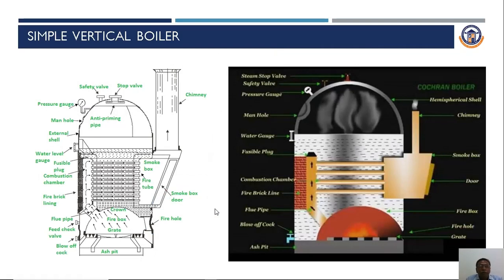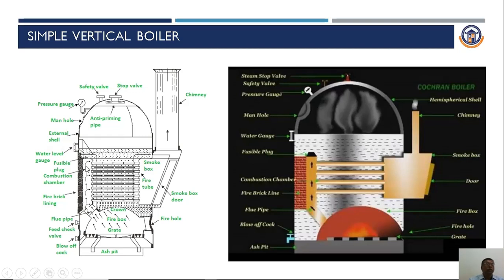Then the simple vertical boiler. This is a photographic view and schematic diagram of a simple vertical boiler. Let us start from the bottom. The bottom of the boiler has the ash pit. Just above the ash pit we have the grate level, where we start burning the fuel. On the bottom sides we have a blow off cock, flue gas line, and feed check valve. On this side we have a fire hole, through which we feed the fuel.